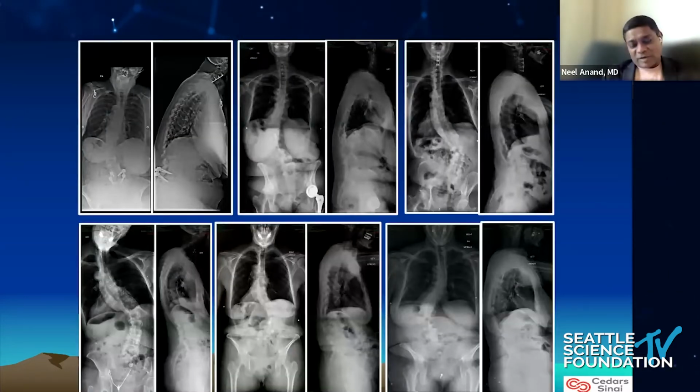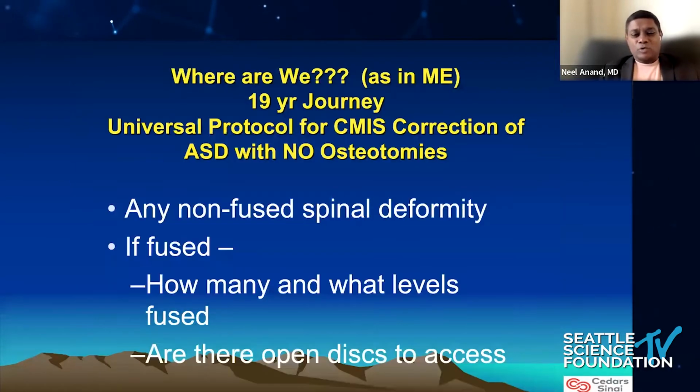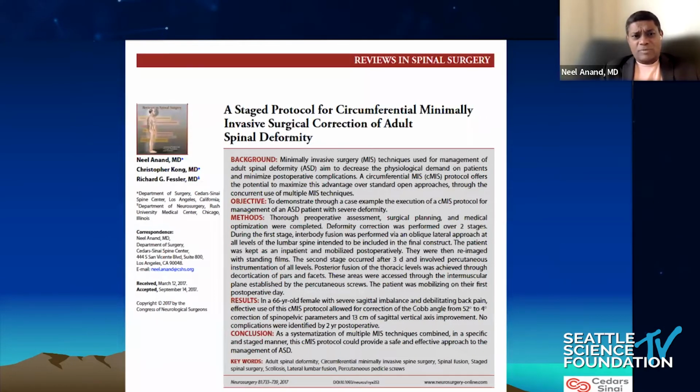All these patients have been treated circumferentially MIS without a single osteotomy, not one, not even a facet resection. So let's talk about how we get around to doing that through our protocol. In fact, every single patient who's not fused today is treated this way. If they are fused, it depends how many still open discs we have to access, and none of them get a single posterior column osteotomy. We presented this protocol before.